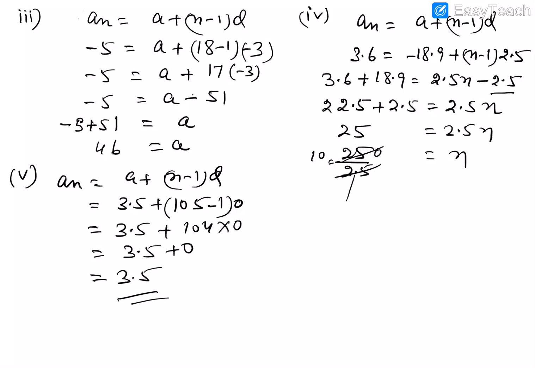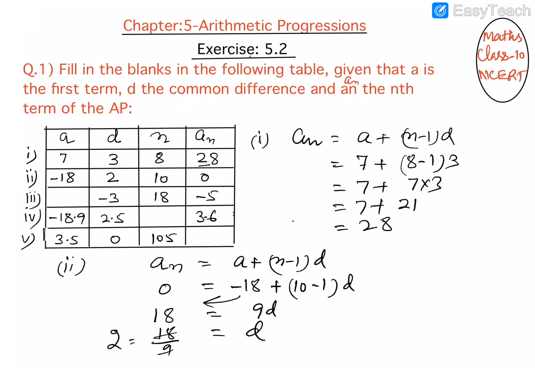These are the answers for the given unknowns which are to be filled in the table. So in the third part the value of a is 46, so we will fill 46 here. In the fourth part n is 10, so fill 10 here, and in the fifth part an is 3.5. In this way the given table has been completed.